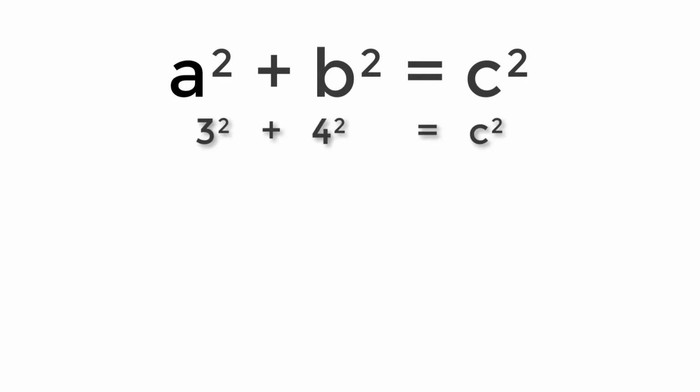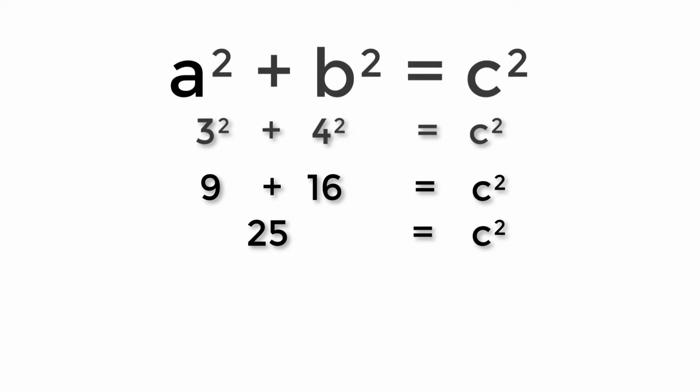3 squared, or 3 times 3, is 9. 4 squared is 16. 9 plus 16 equals 25, but 25 is c squared, not c, our missing variable. The square root of 25 is 5, so c must equal 5.